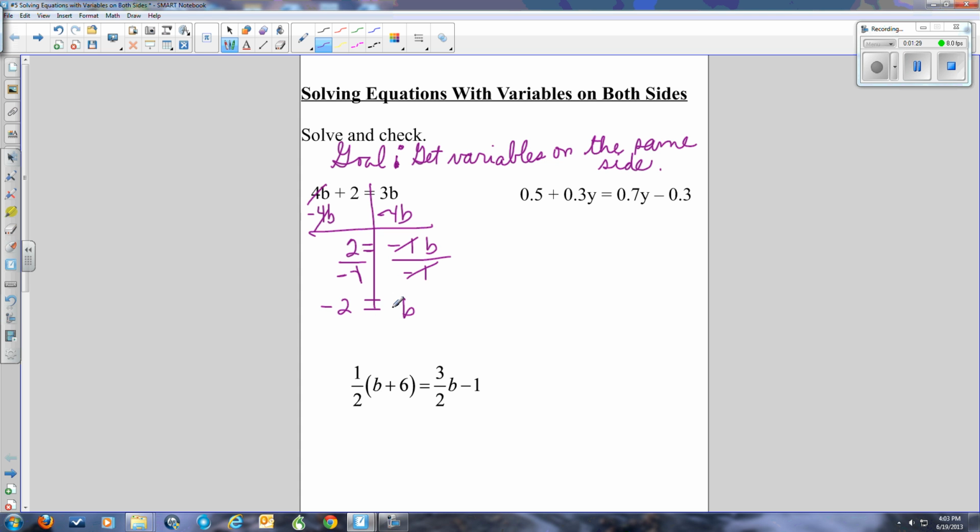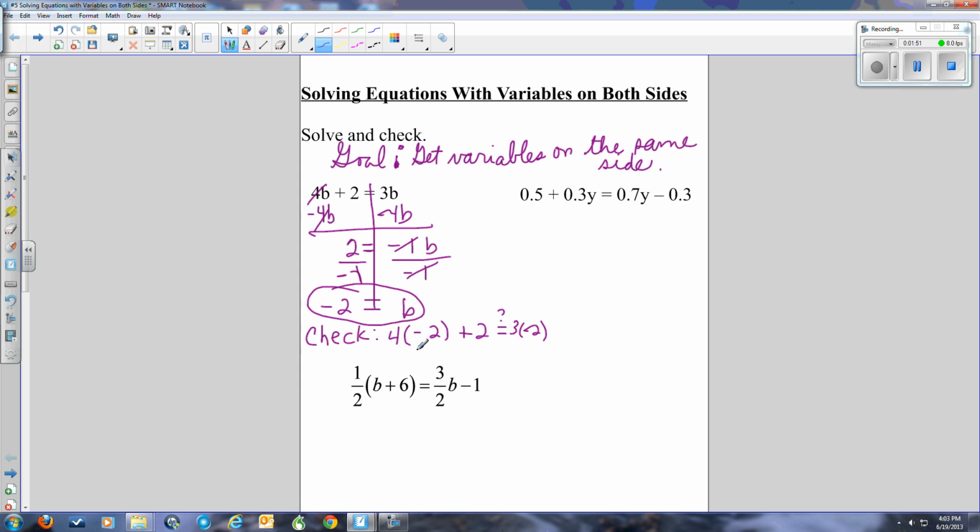Now, if you want to check this, you're just going to take that negative 2 and plug it right back into the original problem. So you look at the original problem, 4b plus 2 equals 3b. So we're going to have 4 times negative 2 plus 2. We want to know, does that equal 3 times negative 2?